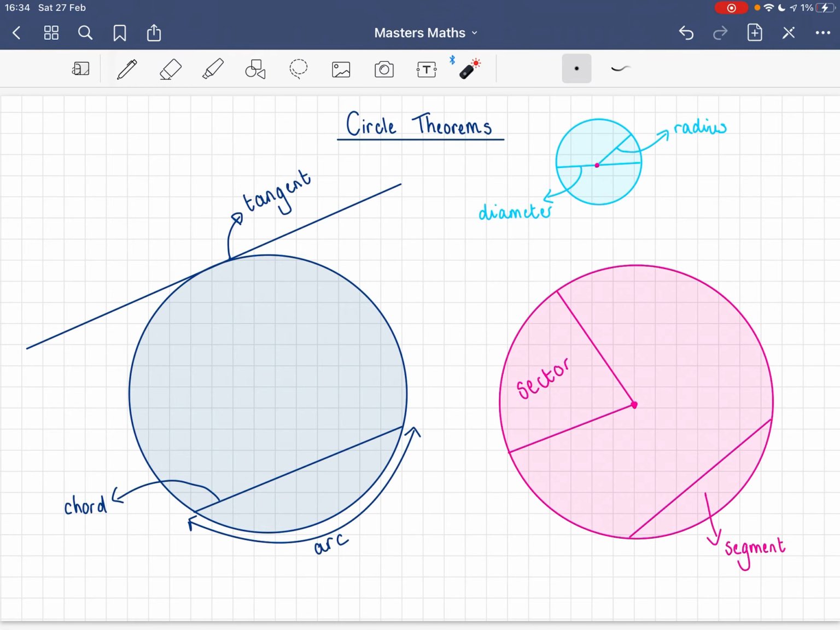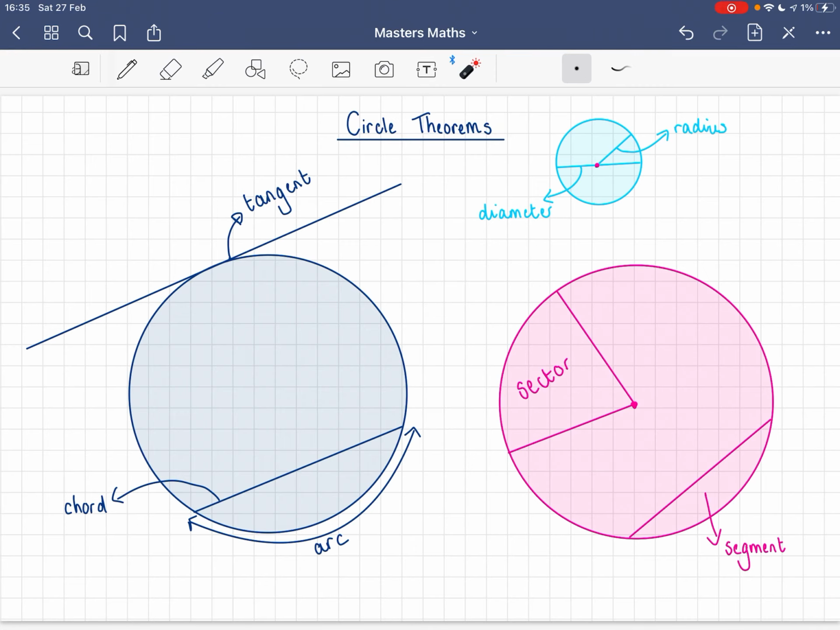The last two are sectors and segments. Sector is your pizza slice. So a sector is bounded by 2 radii, which is just more than one radius. So this would be a radius, this is a radius, and when you have those two things, it creates a sector, which looks like a slice of pizza, whereas a segment is made by a chord and the arc, the part of the circumference that it creates is a segment. So a segment doesn't include the centre of your circle. That is a segment. So those are your key pieces of terminology.